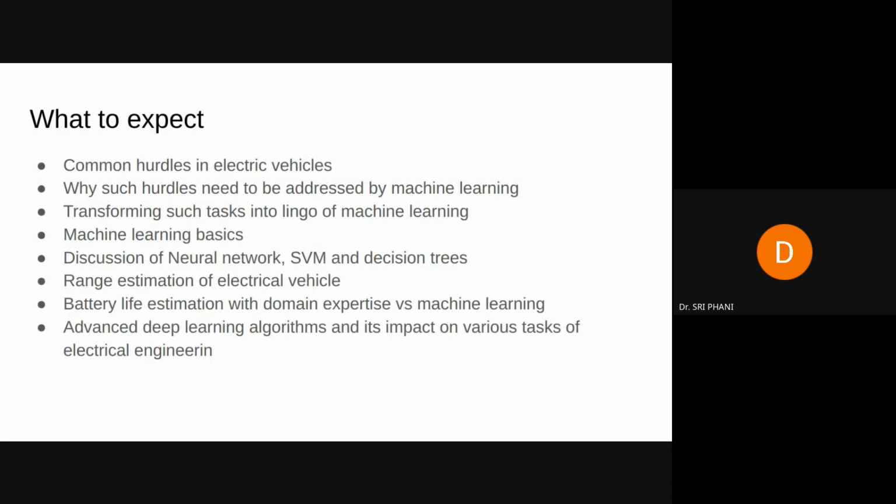So what to expect from this particular lecture is common hurdles in electric vehicles, why such hurdles need to be addressed, and transforming such tasks into the lingo of machine learning. Because whenever you have a task in your hand, being an electrical engineer, if you can translate that kind of problem into a form of machine learning problem, then you can pull out existing machine learning algorithms.